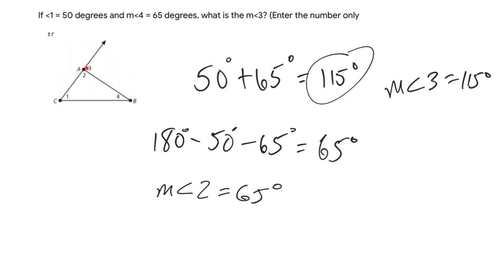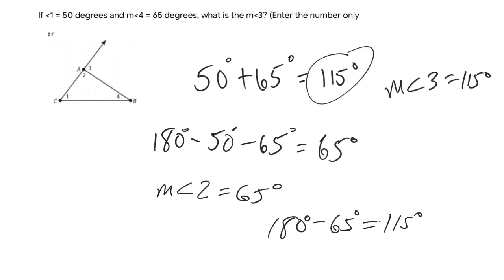And I can use that this is a linear pair, because angle 2 plus angle 3 is also 180, because they're supplementary angles, a linear pair. And then I can say 180 minus 65, which is equal to the same 115 degrees. That's fine too. It just takes longer to do that.